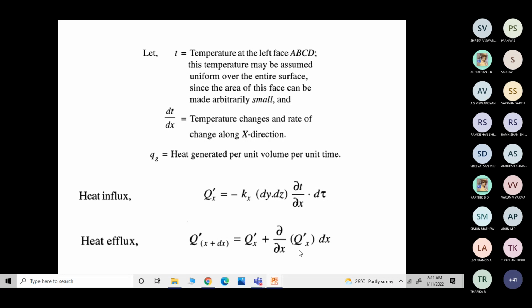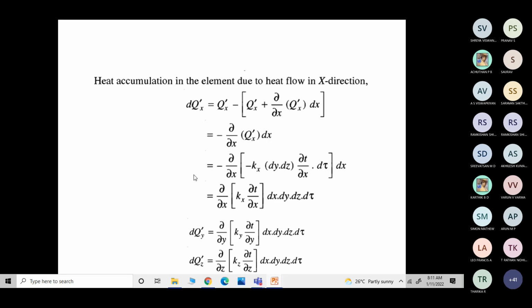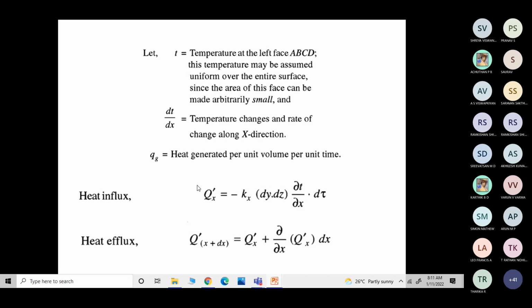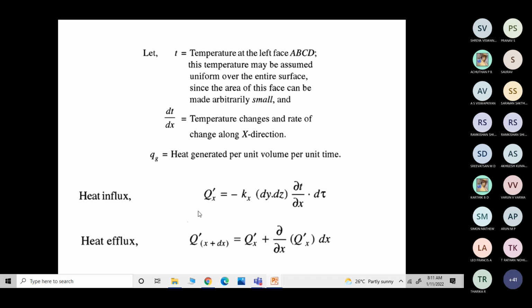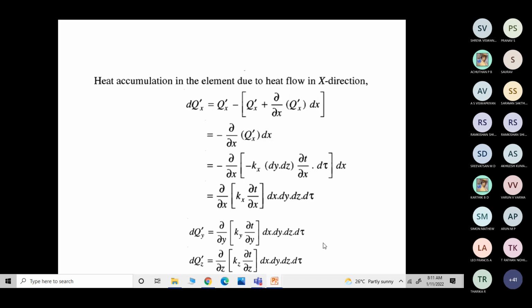In these two places you can substitute. The net heat accumulation in the element due to heat flow in the x direction will be qx dash minus qx dash at x plus dx. That is what was mentioned: dqx dash is qx dash minus qx dash plus dou by dou x of qx dash into dx. This is the net heat accumulated along the x-axis direction.